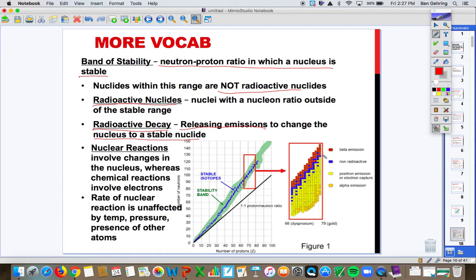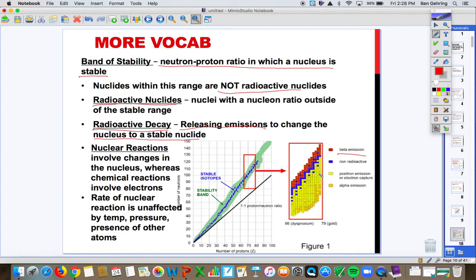If it's above that, we have too many neutrons. So it's going to undergo what we call beta emission. We're going to talk about this later. But anything up here is going to undergo beta decay, because that is going to reduce the number of neutrons and increase the number of protons. So it's going to help it fall in this range.